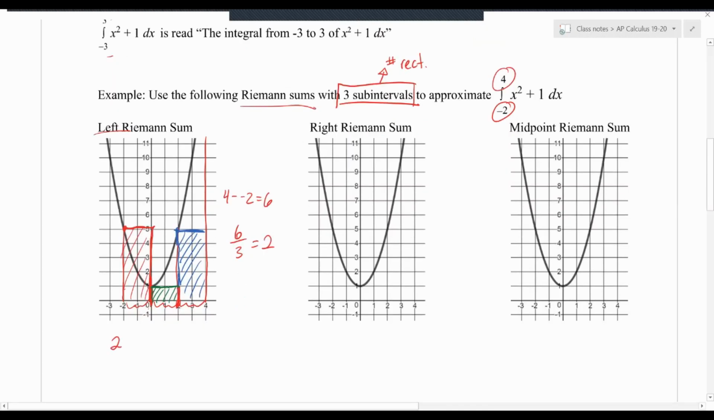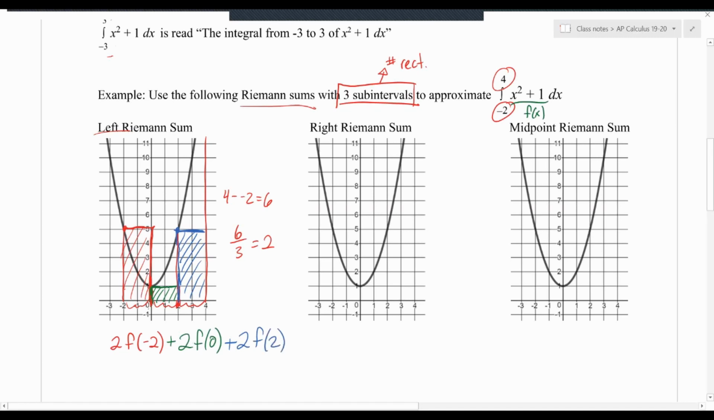Well, our base is 2 times the height, which is f at -2. Now let's do that for our second rectangle. So we have plus, the base again is 2, times the height is the value of our function. I'm calling this f of x. So it's f at 0. And finally, we have the last rectangle. Base again is 2, and the height is the value of the function at 2.